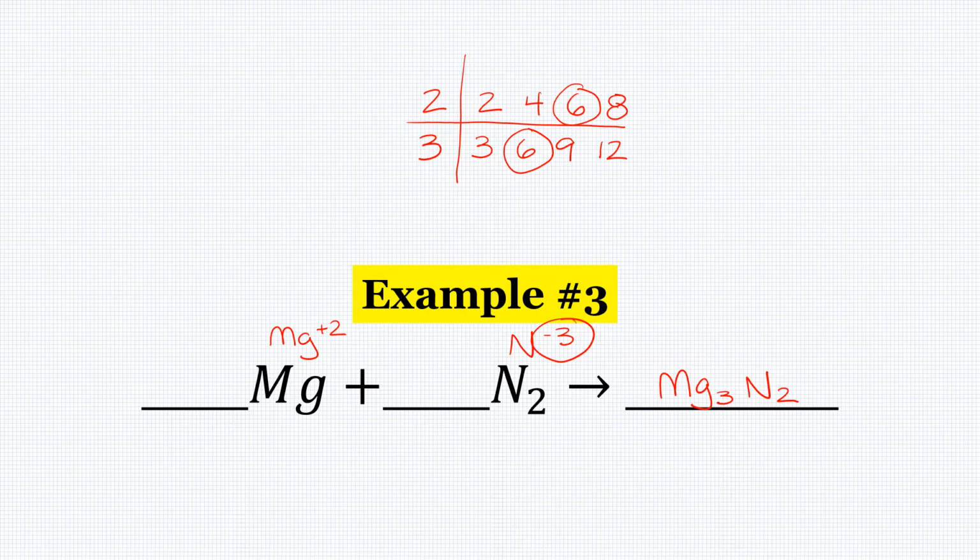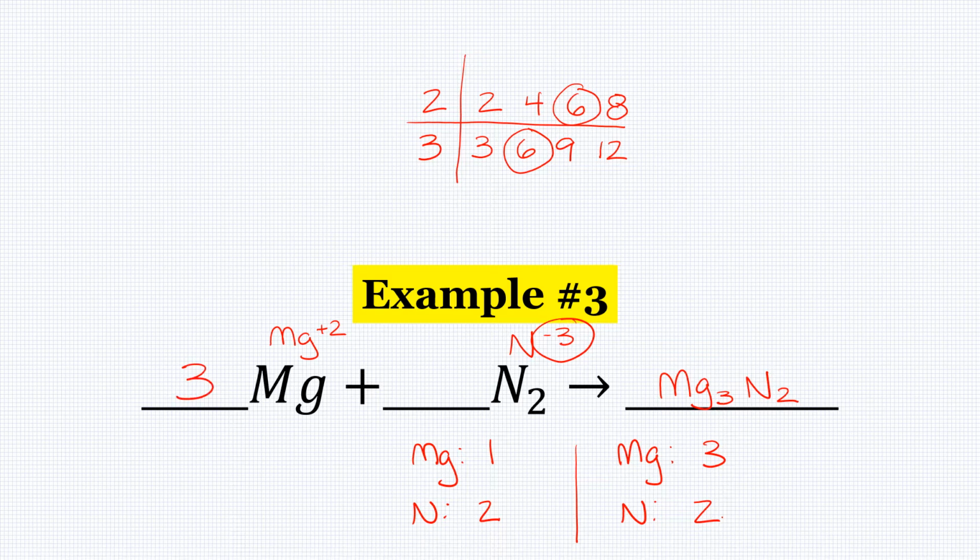Now, let's go ahead and do our table. So we've got magnesium and nitrogen. On the reactant side, I have 1 magnesium, 2 nitrogens. On the product side, I have 3 magnesiums and 2 nitrogens. So to balance this out, I need to put a 3 in front of the magnesiums on the reactant side, and I'm just going to put a 1 in front of the nitrogens here. This is balanced.